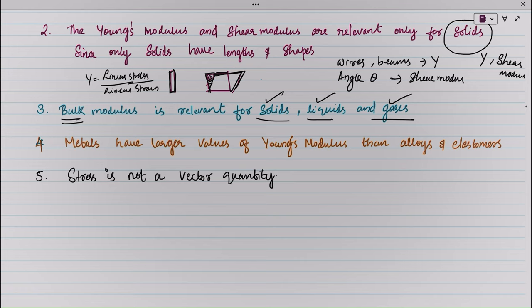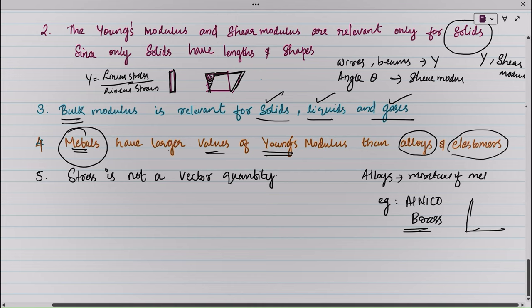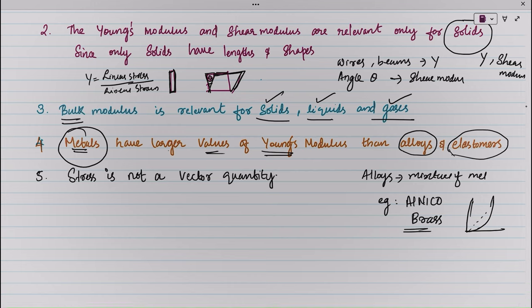Okay. Then, the fourth point is that metals have larger values of Young's modulus than alloys and elastomers. Okay, what is an alloy? An alloy is a mixture of metals. Examples of alloys are alnico and brass. But pure metals have larger values of Young's modulus. For elastomers, we have already seen that the stress strain curve is like this, and it does not obey Hooke's law. So, metals have larger values of Young's modulus than alloys and elastomers.